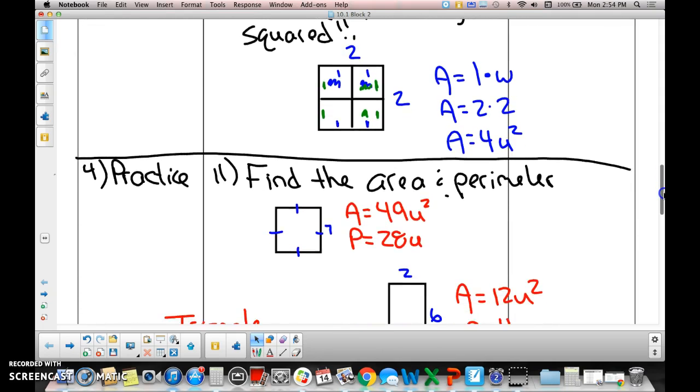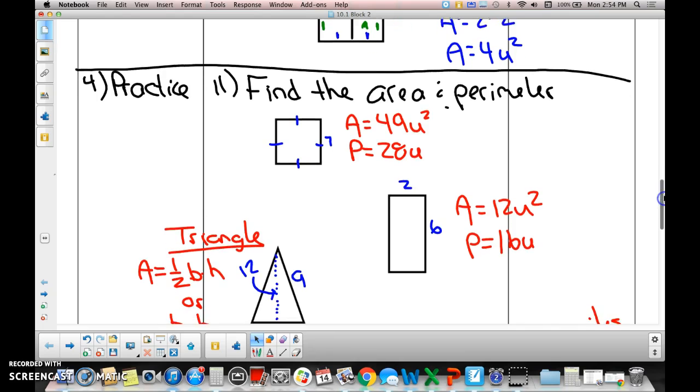A couple practices here on calculating area and perimeter. All you need in a shape like a square is one side, and all your congruence markers tell you it's a square because they're all the same.